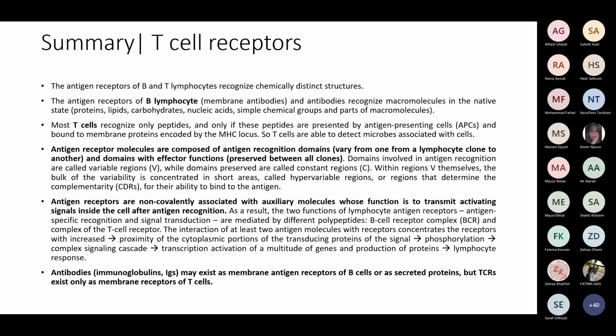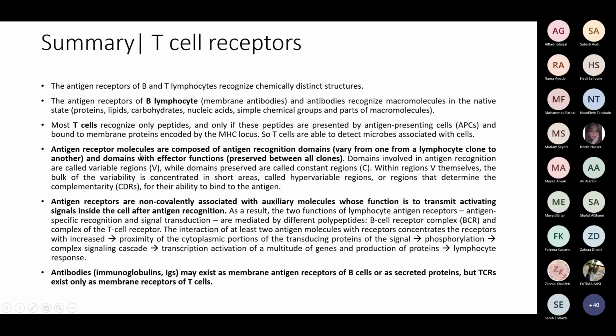Remember the constant region, it matters. Antibodies recognize macromolecules in the native state: proteins, lipids, carbohydrates, nucleic acids, simple chemical groups and parts of macromolecules. T cells recognize peptides, and only if these peptides are presented in the context of an MHC on an APC. So T cells are able to detect microbes associated with cells.